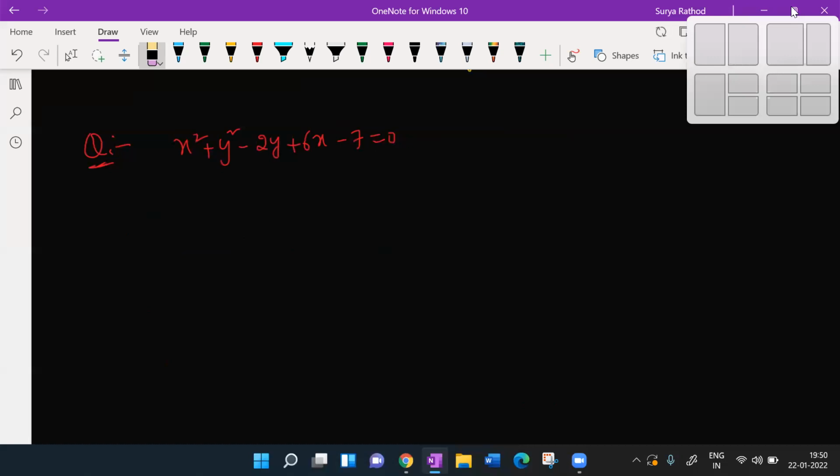One second, people. Okay, hope it is clear. What is the center and radius of this?